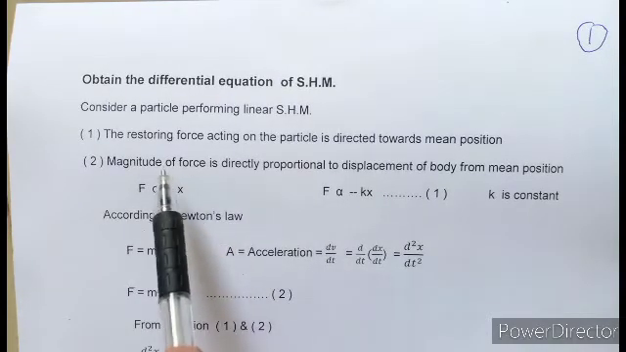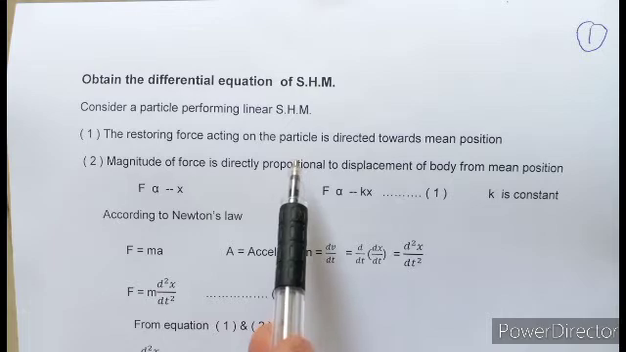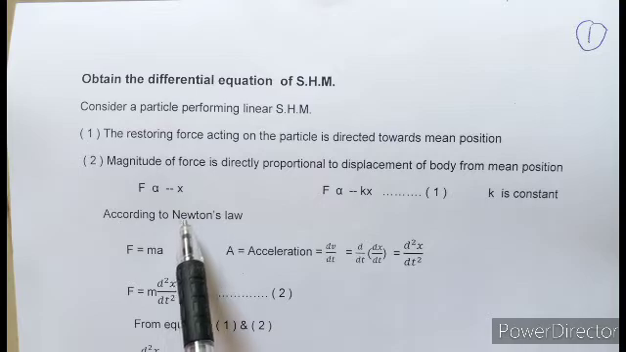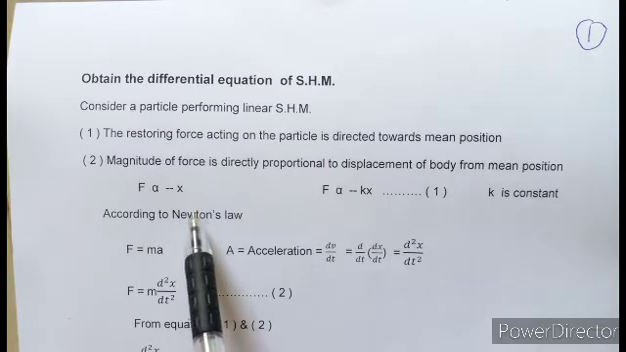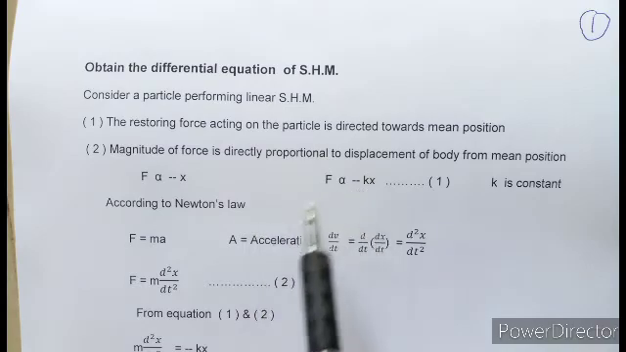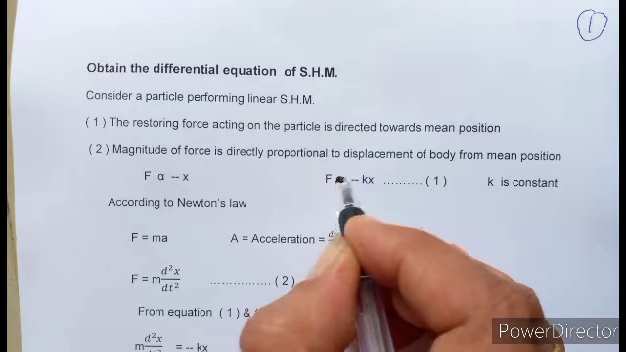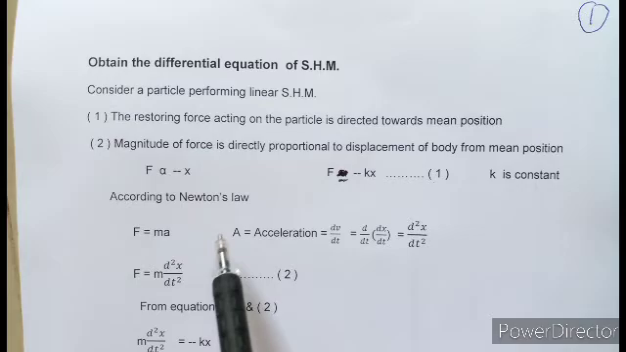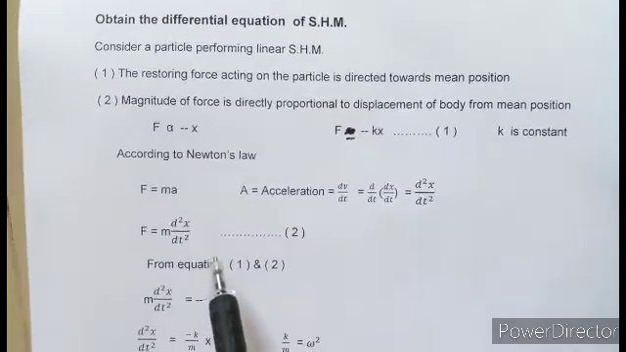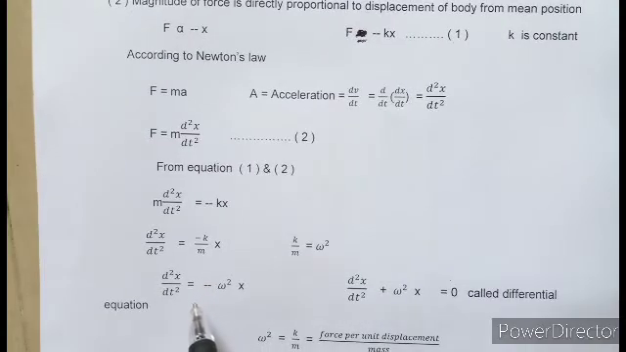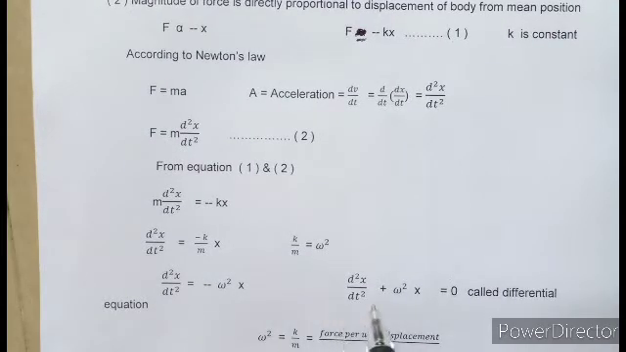First we have seen how to obtain the differential equation of SHM, where the restoring force is directly proportional to the displacement. To remove the proportionality sign, we have taken a constant k. So F is equal to minus kx. Then using Newton's second law of motion, F is equal to ma, substituting the value of acceleration, we have obtained the differential equation d2x by dt square plus omega square x is equal to 0.